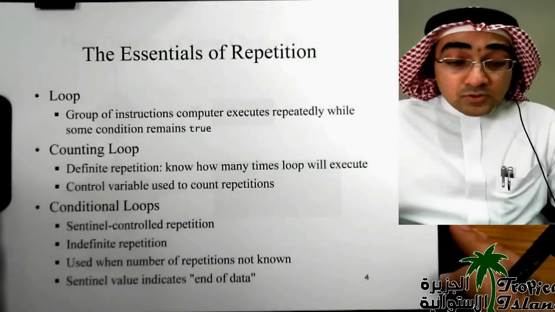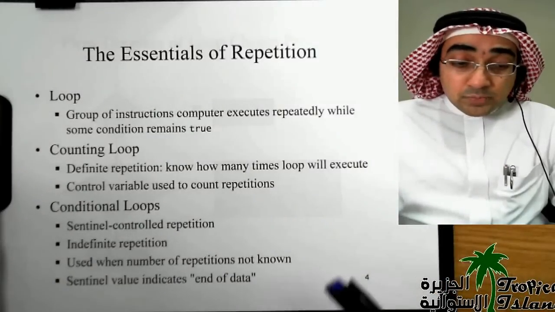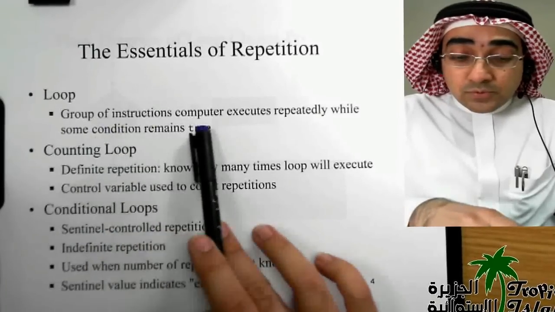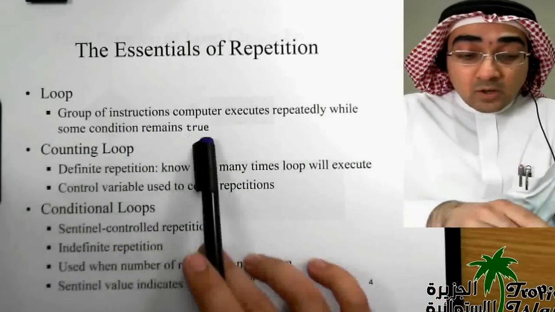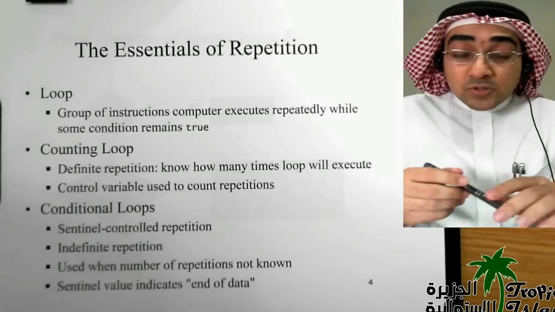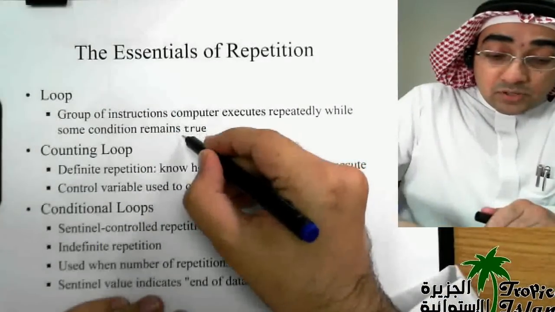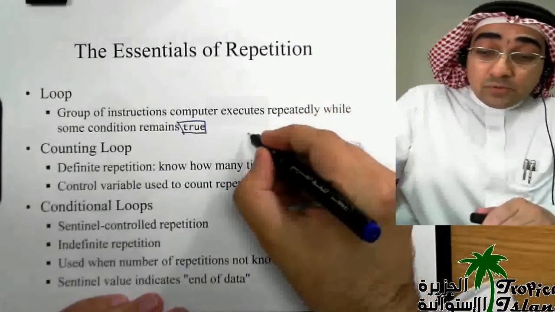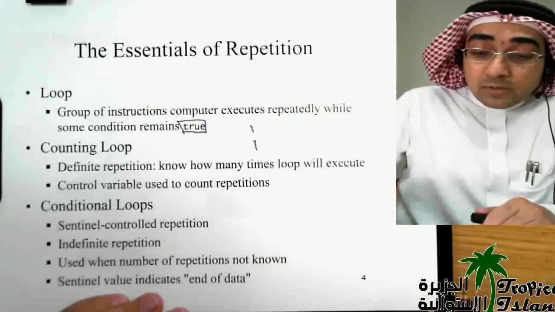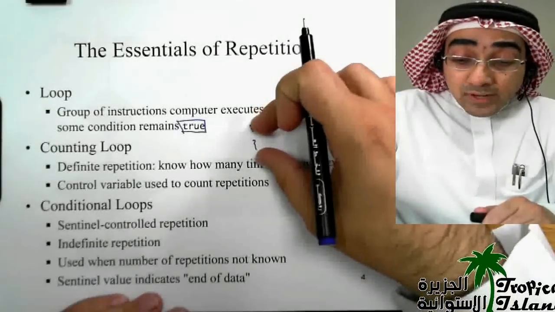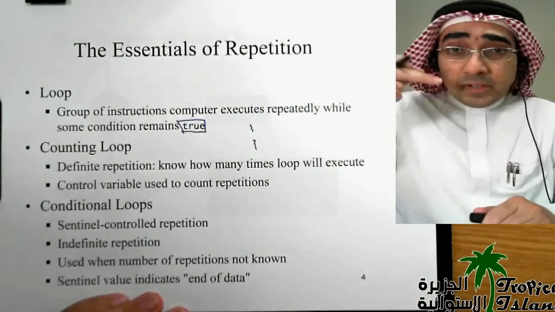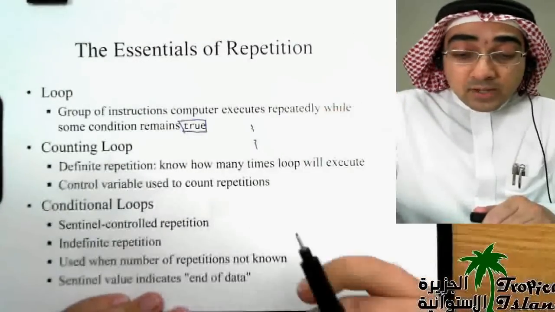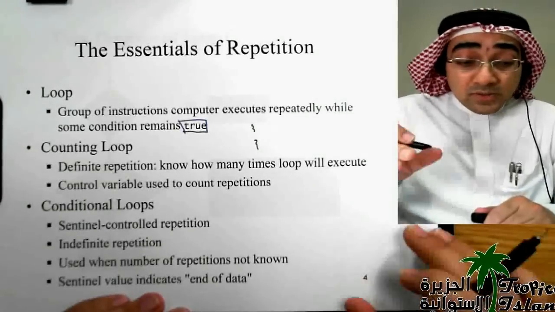So let's talk about some basics. What are loops? Loops are a group of instructions the computer executes repeatedly while some condition remains true. So there is a condition, and as long as that condition is true, you keep on repeating. You write a block of code between two curly brackets in C, for example, and whatever you write in between, you want the computer to repeat until the condition becomes false, so you can determine that your loop has ended. This is what a loop is.